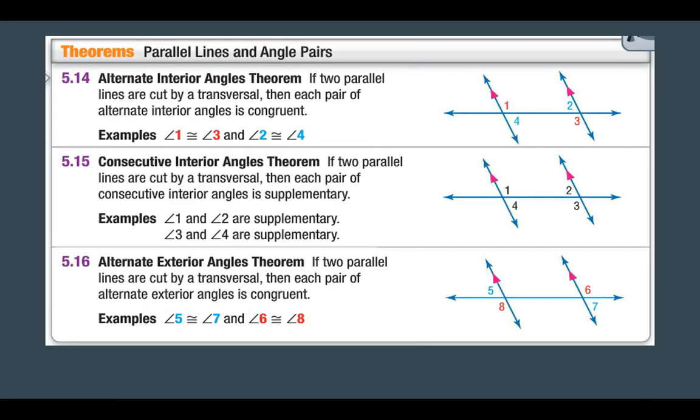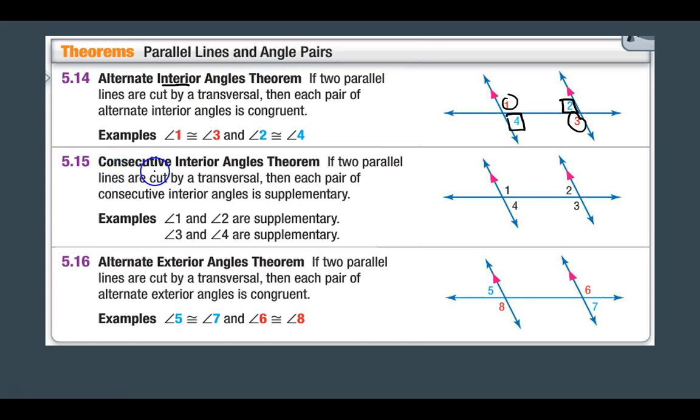Parallel lines and angle pairs, alternate interior angles theorem. If two parallel lines are cut by a transversal, then each pair of alternate interior angles is congruent. So as you can see here, angle 1 is congruent with angle 3, and angle 2 is congruent with angle 4. They're alternate interior. So alternate means opposite sides, they're not on the same side. And interior means that they're inside. Think about the interior of your car would be inside your car, or interior design is design inside the house.